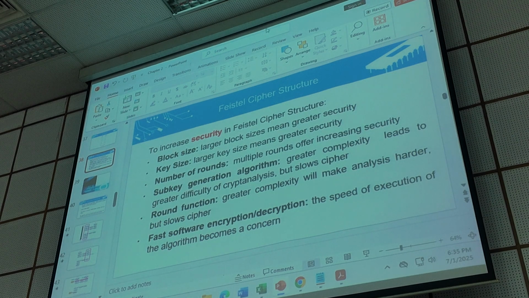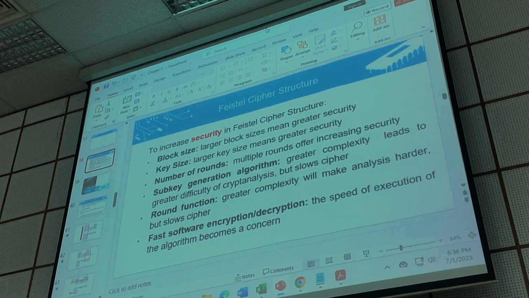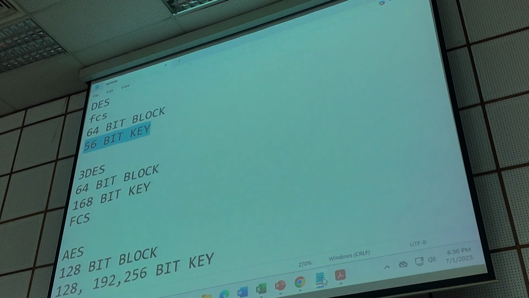I need to explain, otherwise you would not know what DES is. For this subject, you need to memorize. You do not need to use all the algorithms. I just let you know how the algorithms work, okay? So you know what the blocks are and what the key is, and from here you can compare.